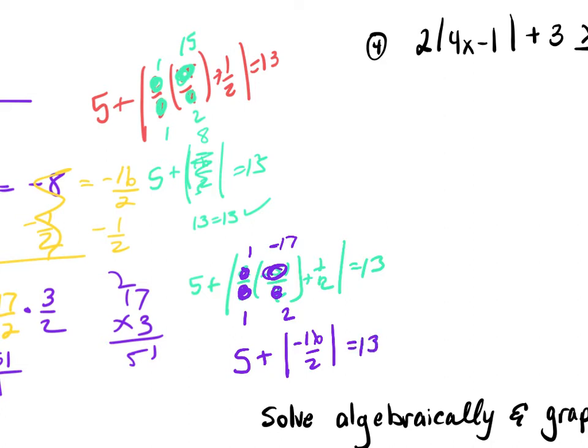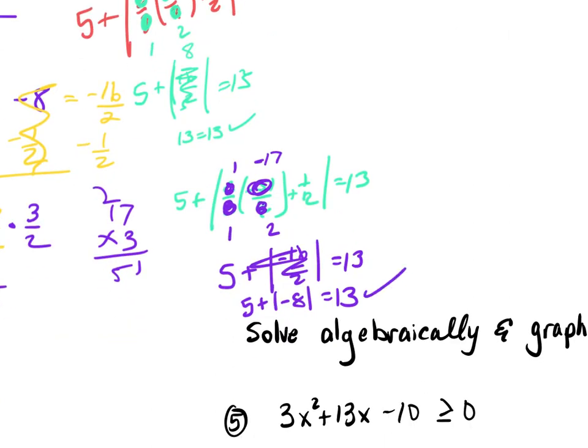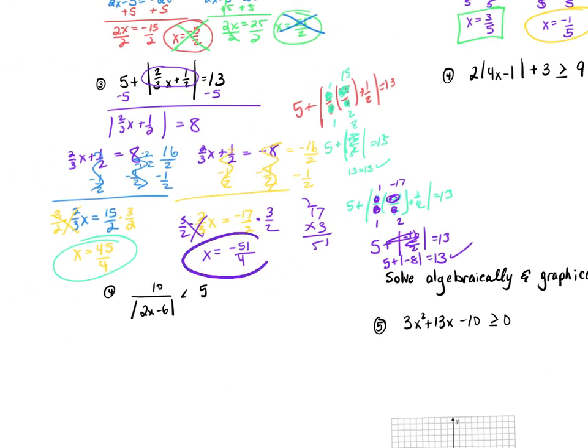Does that equal 13? What's negative 16 divided by negative 2? Yep, so it's 5 plus the absolute value of negative 8. Does that give you 13? Yes. So this is also a correct answer. A lot of work, I understand that, but you guys have to go back and check because I guarantee you there'll be some no solutions on your quiz.